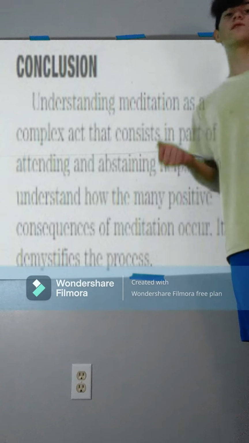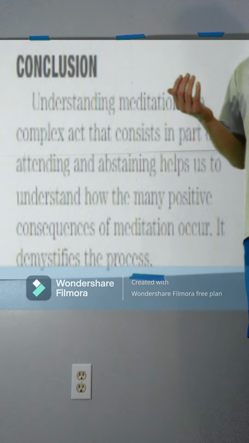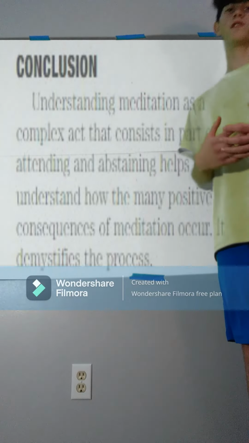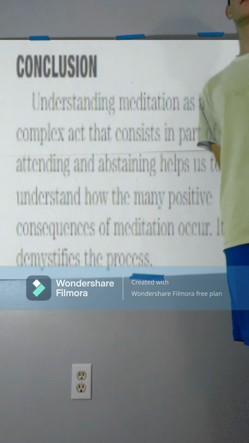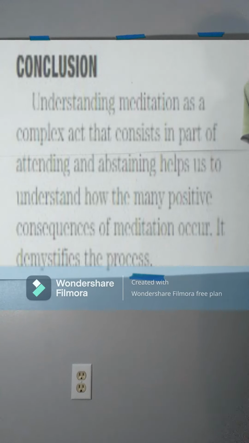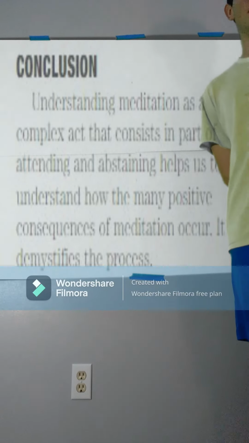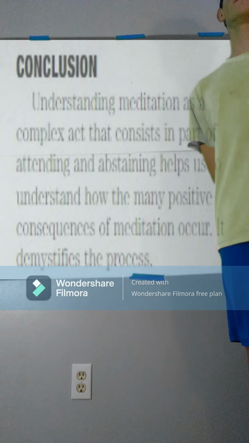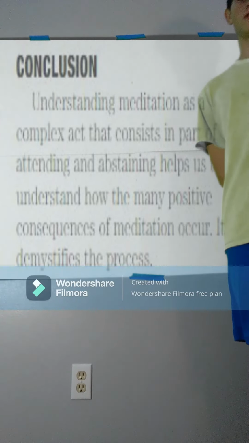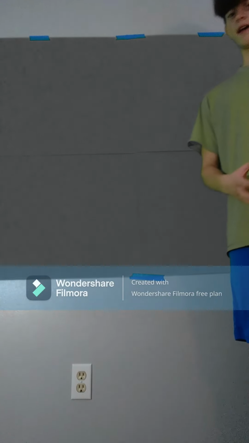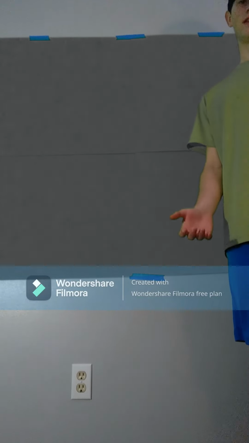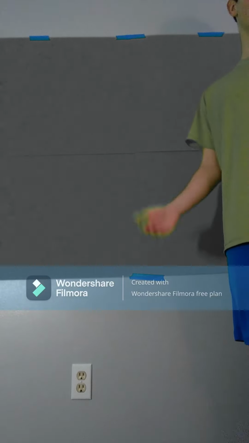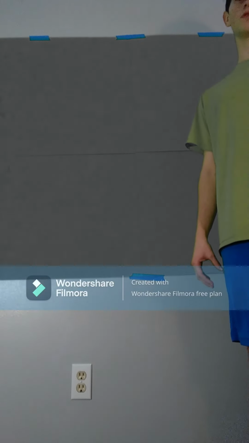Another source that held a similar finding could be Michael McGee of Harvard Medical School, whose 2008 Meditation and Psychiatry study states, understanding meditation as a complex act that consists in part of intending and abstaining helps us understand how the many positive consequences of meditation occur. So what he's saying is that meditation causes good things to happen. So you should do it. And that's the conclusion that both of these studies came to.